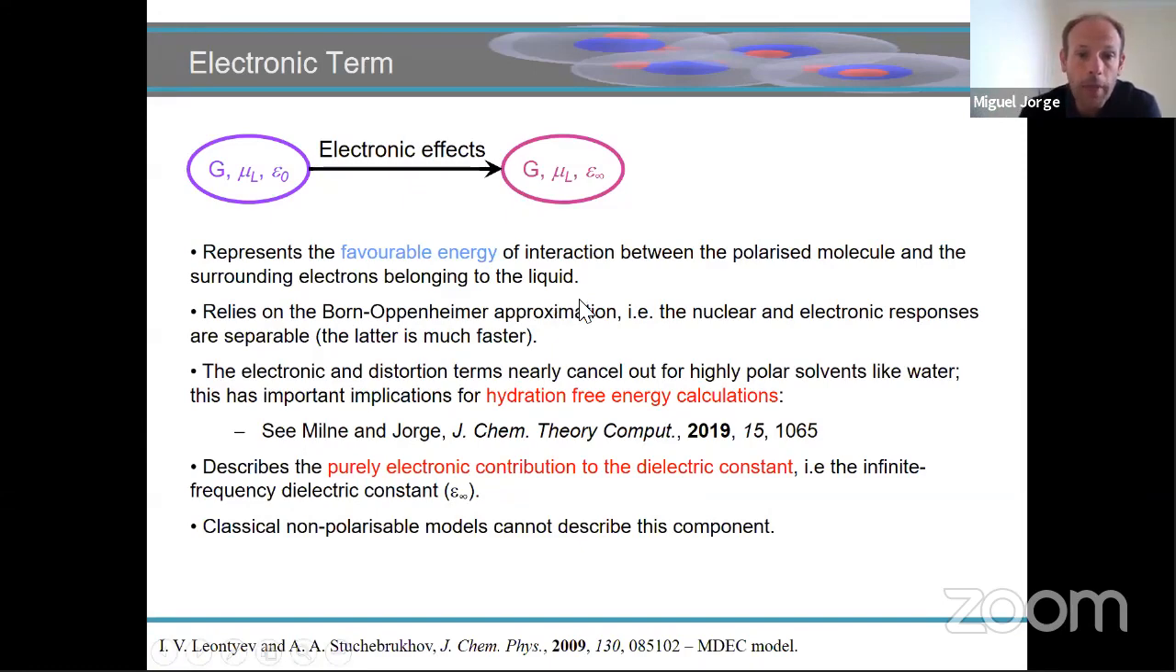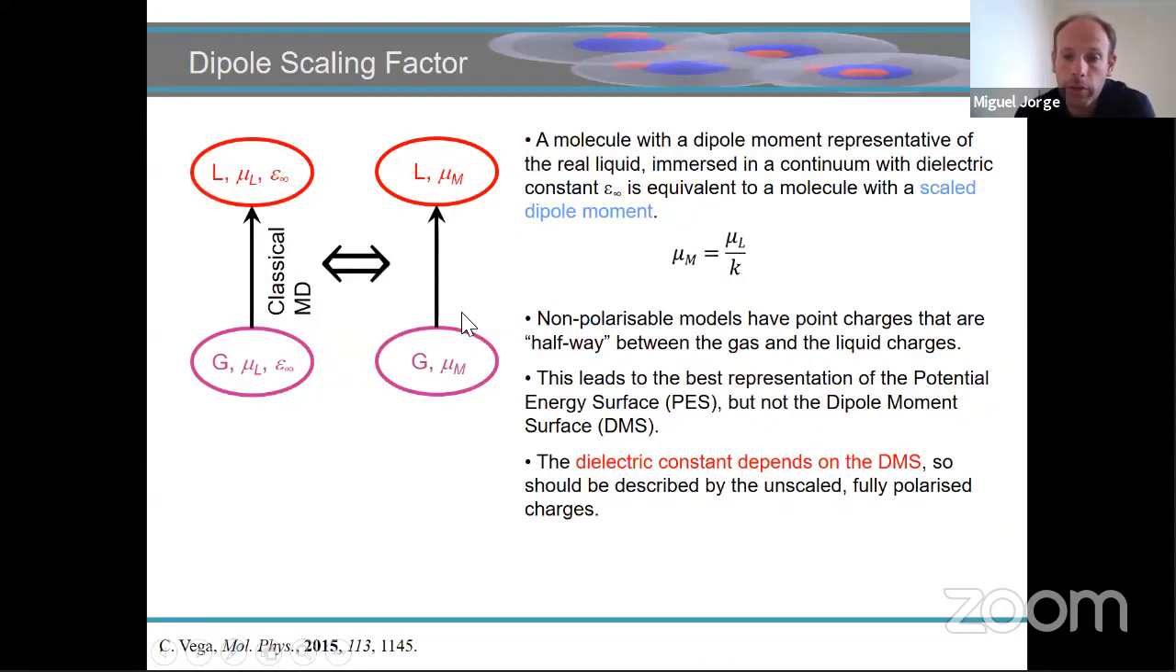And then you have this scaling idea that I mentioned. When you're running a simulation with fixed charge force fields, you're effectively running a simulation with scaled charges because you're trying to capture the potential energy surface of the liquid. That's what you parameterize your model to do. But when you're trying to predict properties that depend on the dipole moment surface, like the dielectric constant, then you should be using the actual liquid phase charges. So you need to unscale these charges to get the correct dielectric constant.